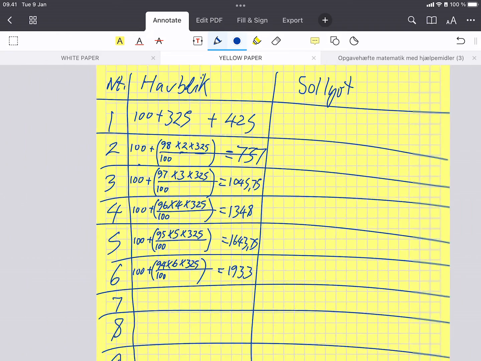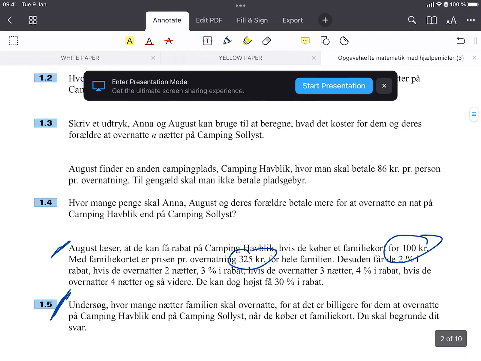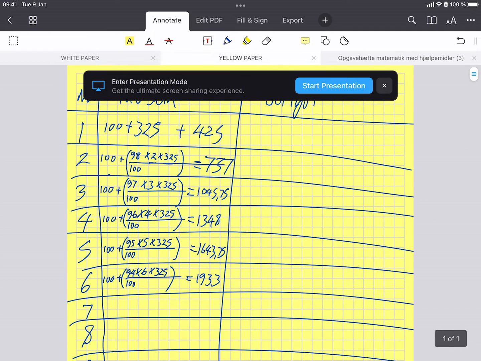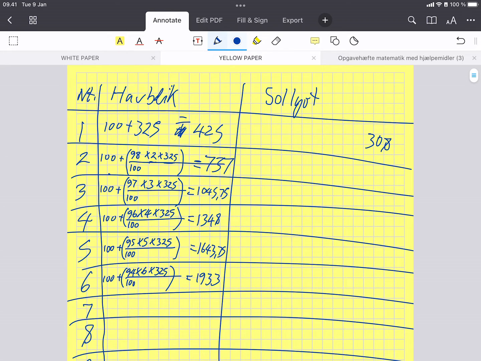Okay, let's start having a look at how much it's going to cost at the other place, Sollust. So that's a bit more straightforward in the calculation because it's just 308 per night. So one night is going to cost 308. That should have been an equal sign there. 2 nights is going to cost 2 times 308, which is going to be 616.